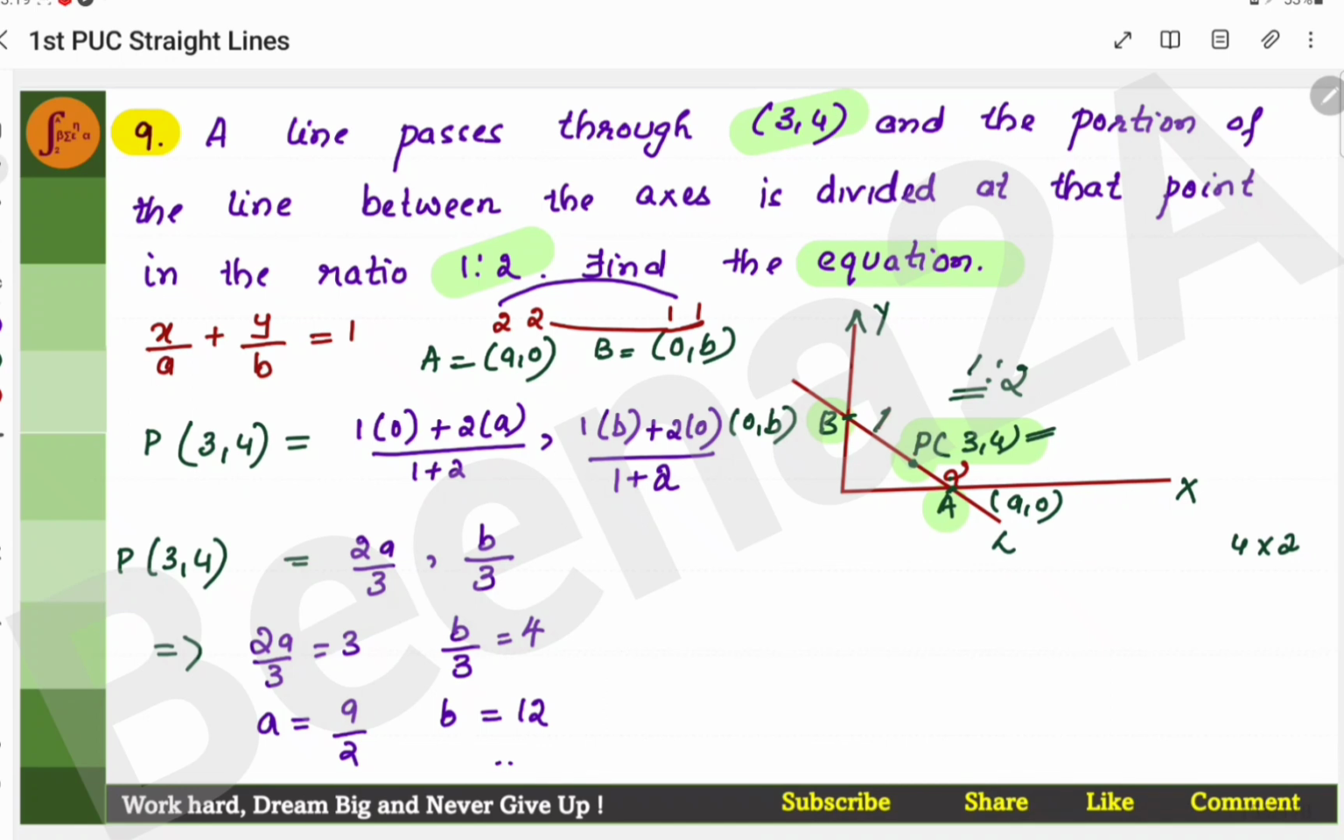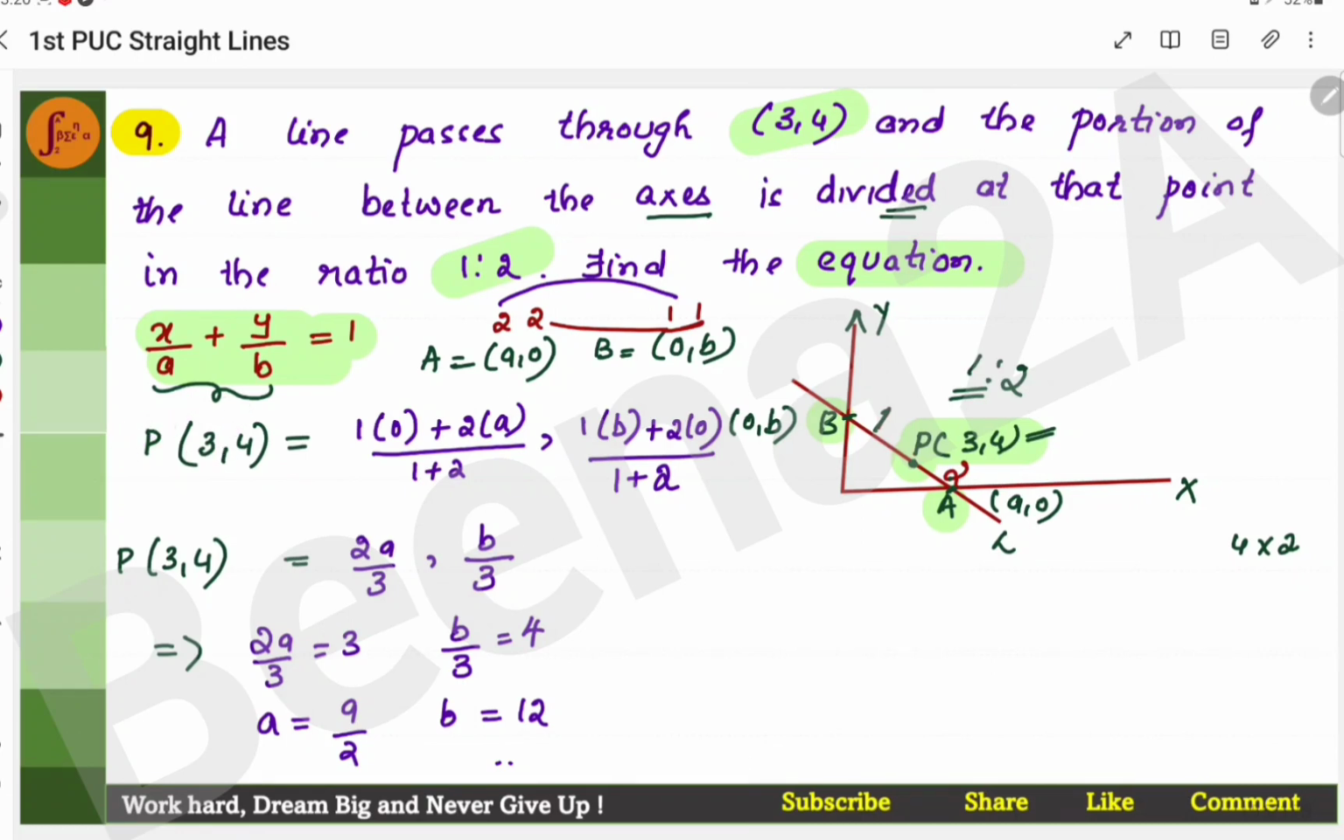Now, how should we do this? See, axes are there, division is there. This means that you'll have to use the intercept form, right? Because it's telling us it's between the axes, which means it is cutting the axes, which means you have to use the intercept form.